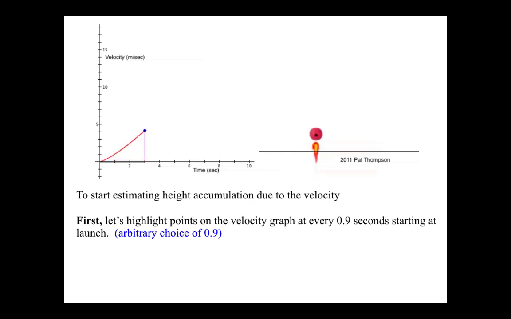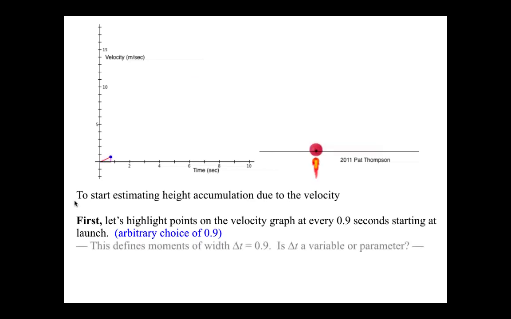So to start estimating the height accumulation due to this velocity, let's do what we did last time. Start highlighting points every 0.9 seconds, starting at the launch. And so to talk about this sort of setup in general, because this is the same process we're going to use, we're just not going to write a piecewise function this time, I want to give us a symbol to call this. I'll call this delta t for an increment of time. Now, I don't want to call it dt. There's going to be a dt and a delta t that we're using.